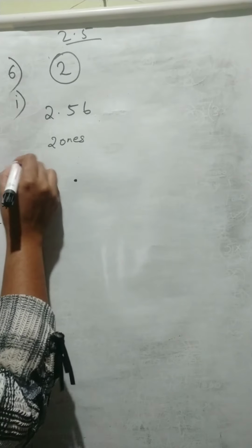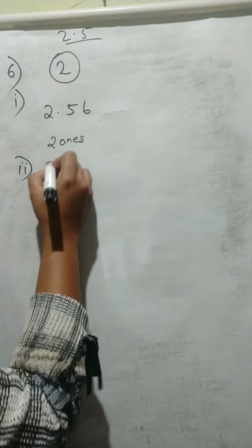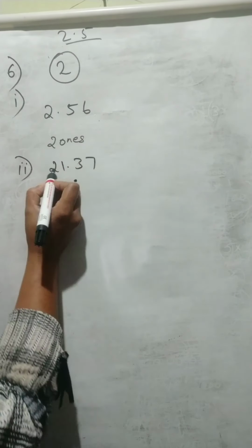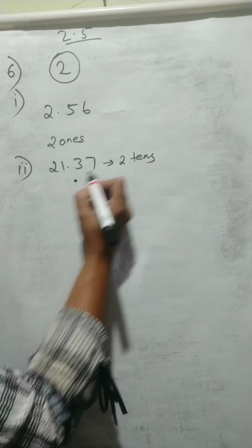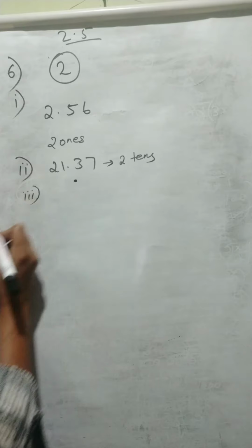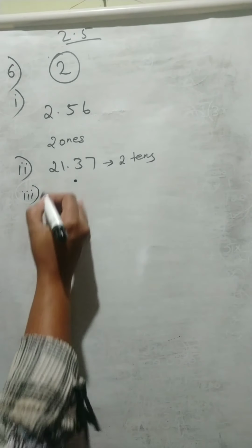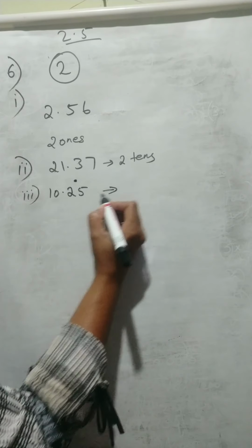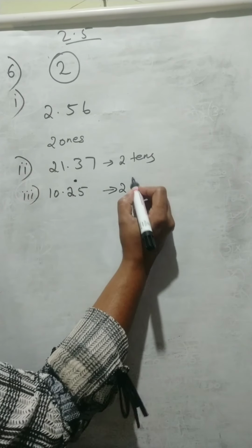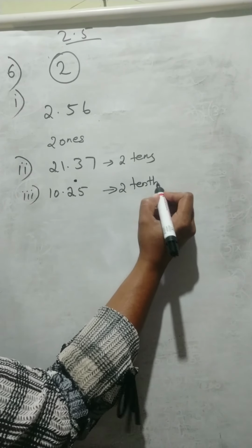Then the second question is 21.37. Here 2 is in tens place. So we can write 2 tens. Clear? Then for this third question, that is 10.25. So we can write the place value. Here it is 2 tenths.